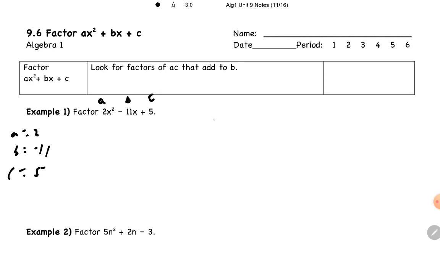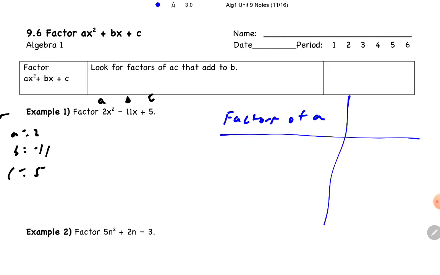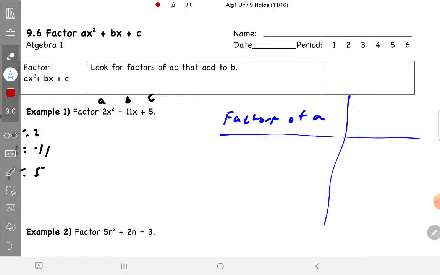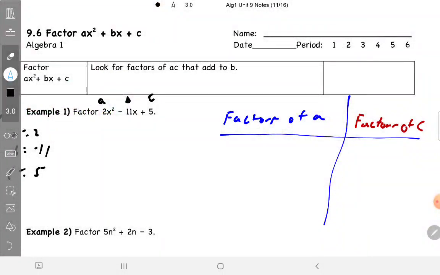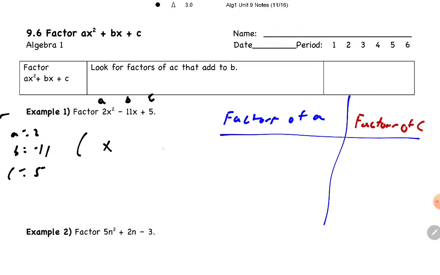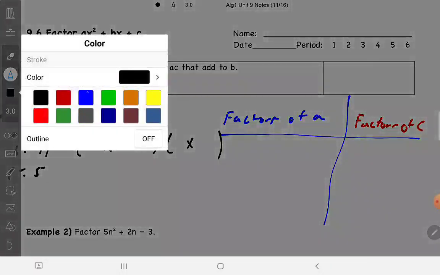Instead of finding just factors of c, we're also going to find factors of a value. So factors of a, which is 2 in this case, and we're going to find factors of c. So we're still going to create x here, but it's going to change.